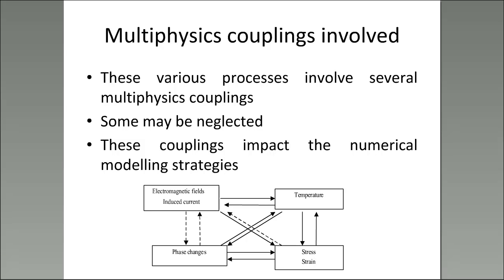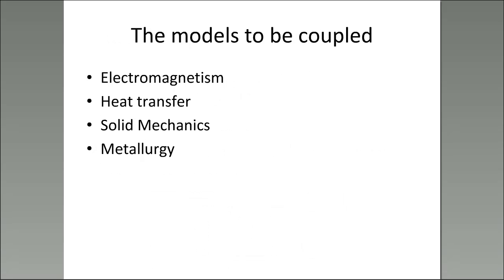You have, on the bottom left, phase changes due to metallurgical transformation, which can take place especially during heat treatment processes. And you also have stresses and strains, which can take place due, for instance, to solid mechanics and to the pressures seen by the parts. And so, of course, you can have different kinds of couplings, and those couplings will impact the numerical modeling strategies which you will use afterwards.